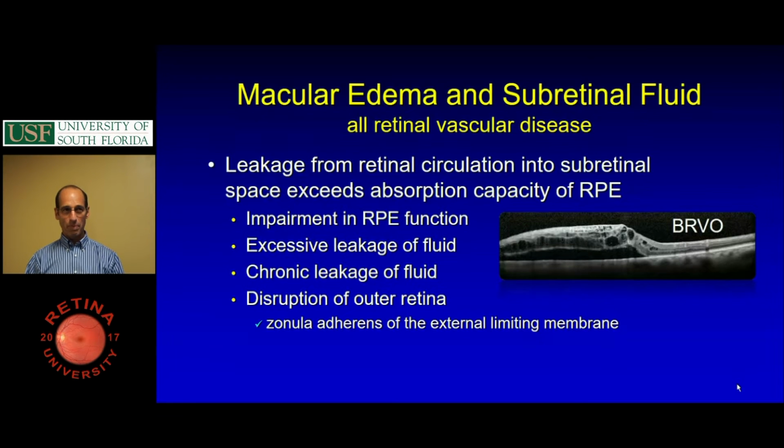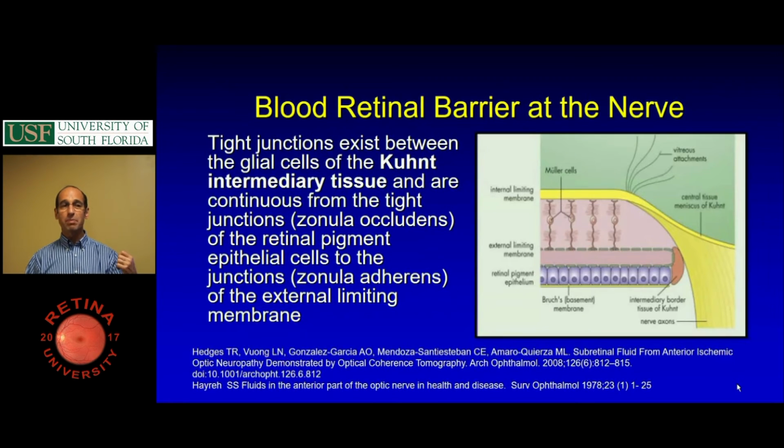And there's no lymphatic system in the retina. That's one of the problems, to help with the fluid. Then the optic nerve. There is a blood-retinal barrier at the optic nerve.